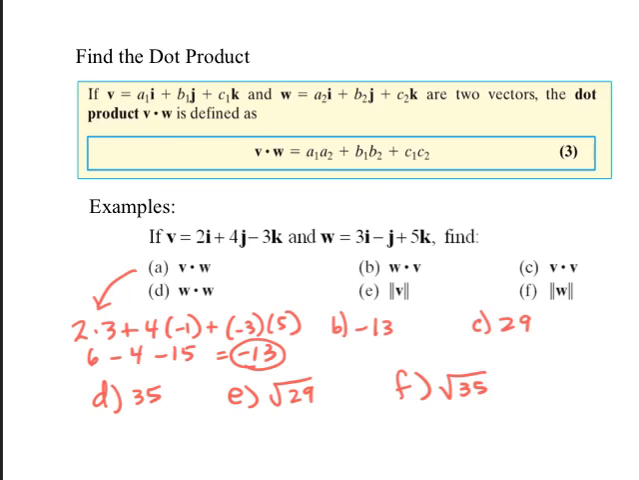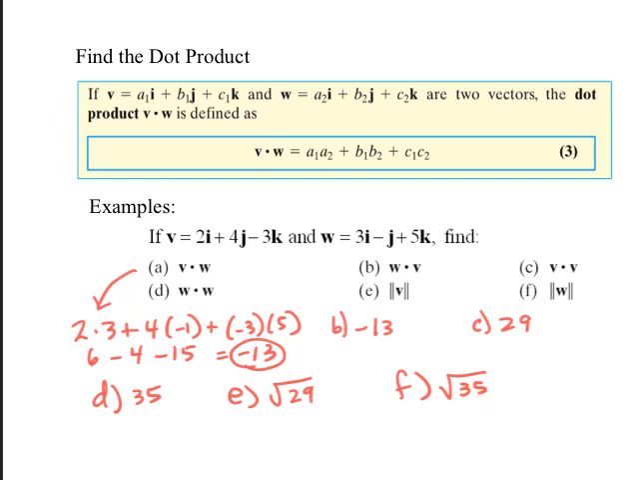The first thing you should notice is the dot product is commutative. We already knew that. Whether you do v dot w or w dot v, you get the same answer, -13. Then we did v dot itself and get 29. W dot itself, we get 35. And then just so you can see a little property here, I also found the magnitude of v and w, and the magnitude of v is root 29. The magnitude of w is root 35.